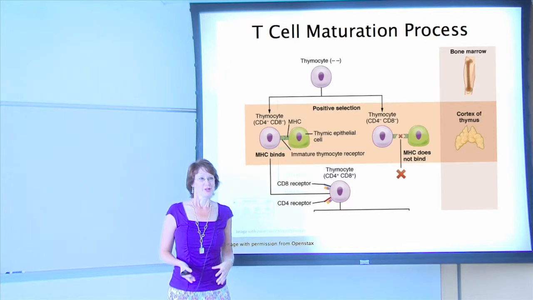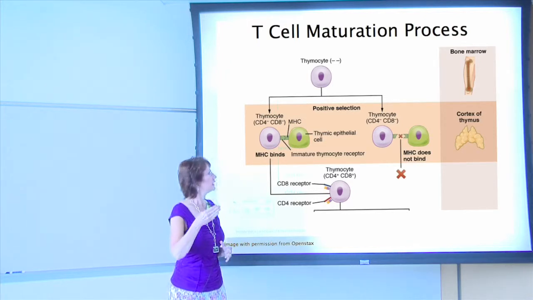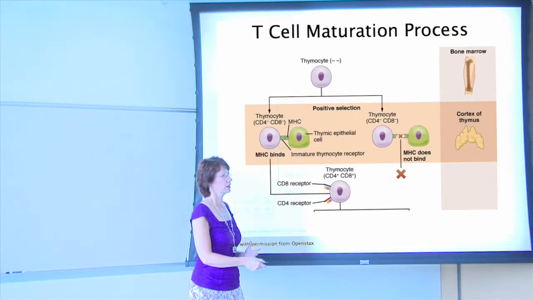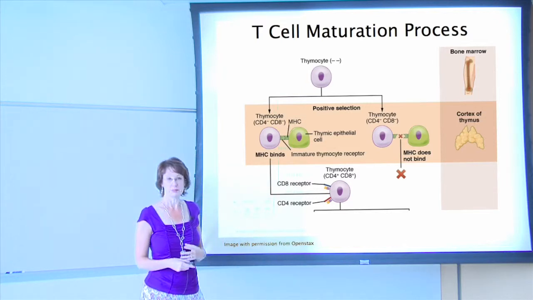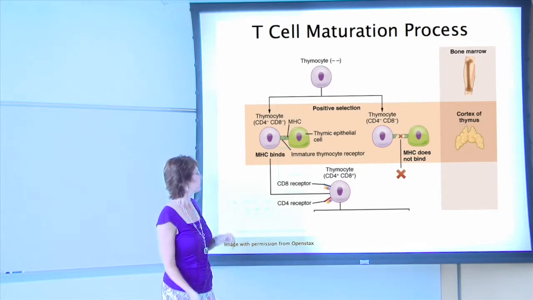Then T cells have to go to school. So T cells are released from the bone marrow, and they go to a special organ called the thymus. So the thymus is a special organ, to our knowledge. Its major purpose is as a school for T cells.